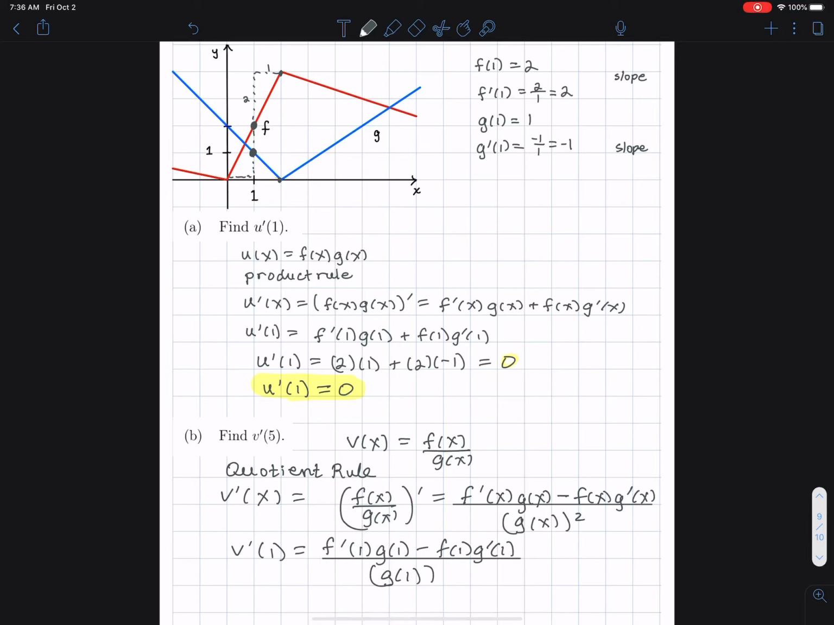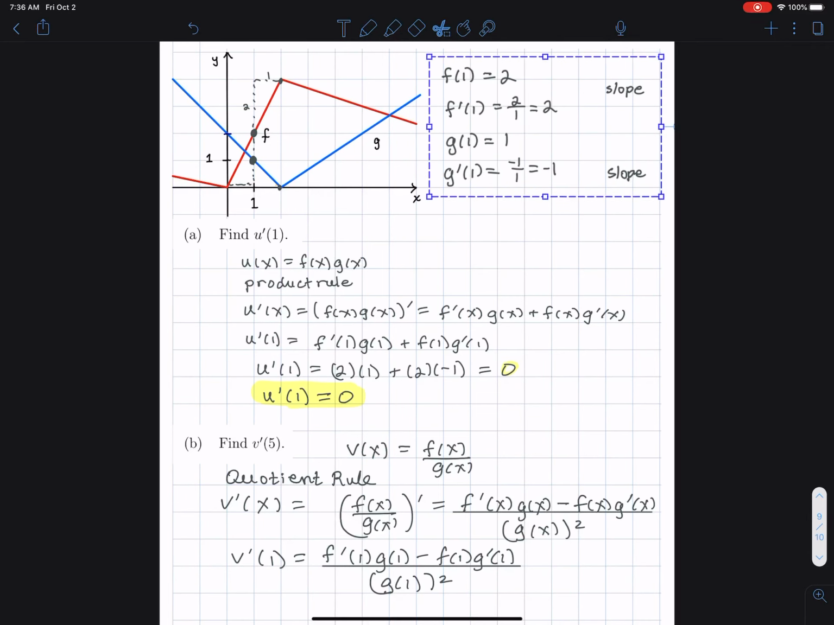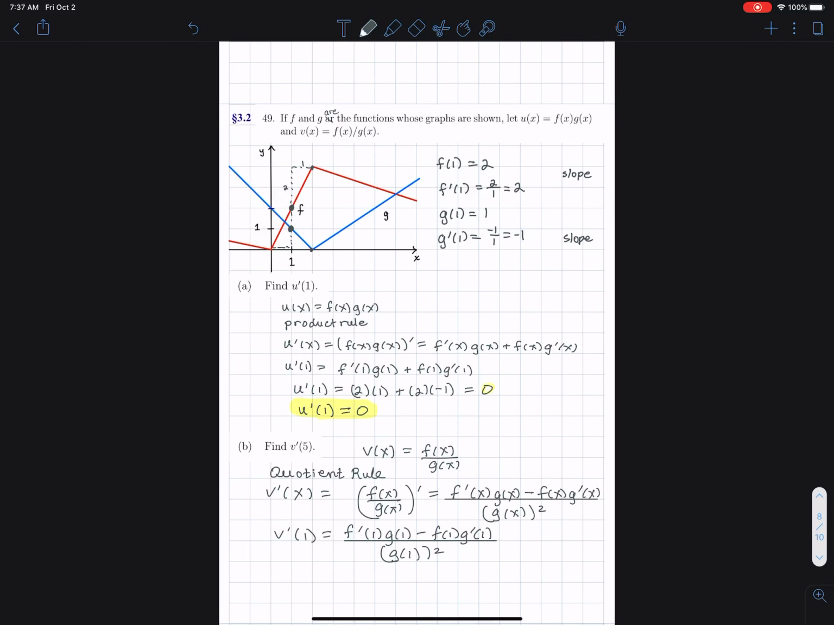Alrighty. A lot of the work's already done because of what I have above. I have all this stuff above, and I'm just going to fill it in there. I have g of 1, I have f prime of 1, I did all that. There was a little bit of work there, so that's a big part of the problem, actually, understanding how to do those. So f prime of 1, as I read above, is 2. G of 1 is 1 times f of 1, which is 2. G prime of 1 is negative 1. And I divide by g of 1 squared.